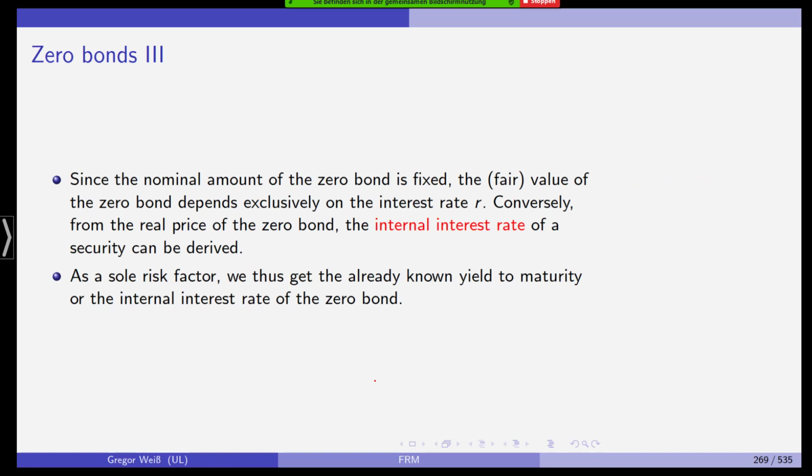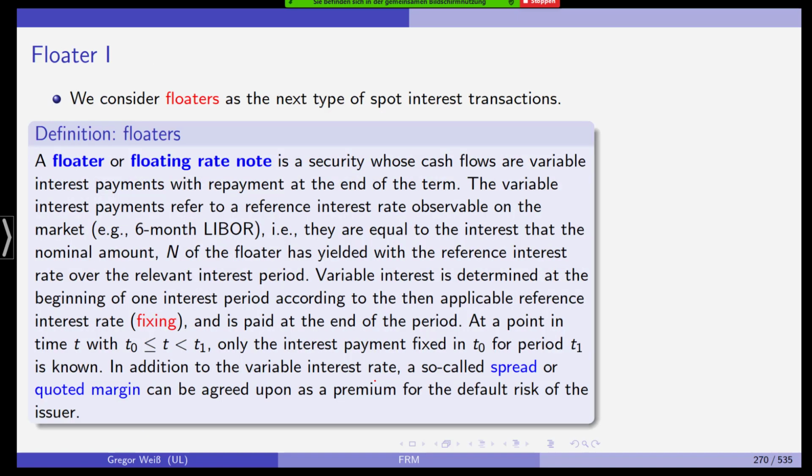Now, since the nominal amount of the zero bond is fixed, the fair value of the zero bond depends exclusively on this single interest rate R. And conversely, from the real price of the zero bond, the internal interest rate, the internal rate of return (Zinsfuß) of a security, can be derived. And as the sole risk factor for the pricing of a zero bond, we get the already well-known yield to maturity, or the internal interest rate of the zero bond. No surprise, for the valuation of a risk-free, let's say government zero bond, it's just the interest rate or the yield to maturity that drives potential changes in the price of such a very linear asset.